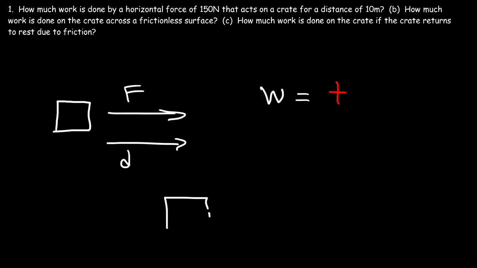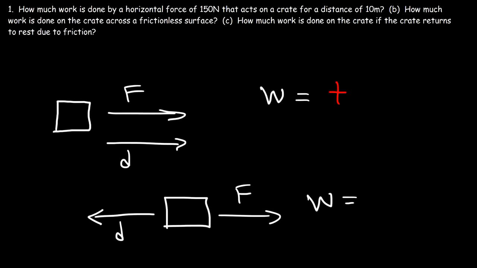Now, let's say we have a box that's moving towards the left, but we apply a force on the right. What's going to happen? The work done by this force is now negative because the force and displacement vectors are anti-parallel. The force is positive because it's in the positive x direction, but the displacement is negative. So if you multiply a positive by a negative value, you will get a negative result.